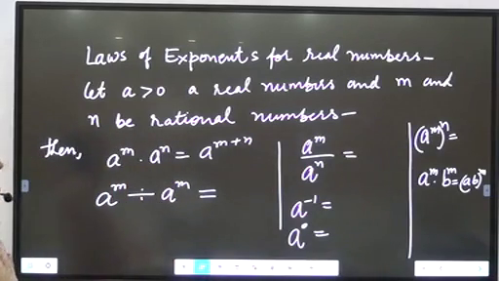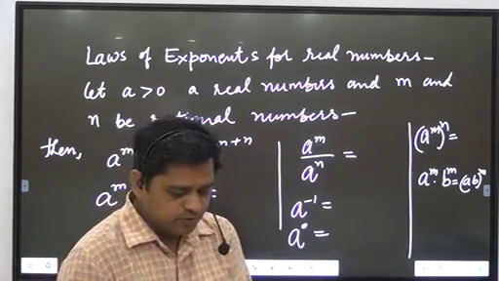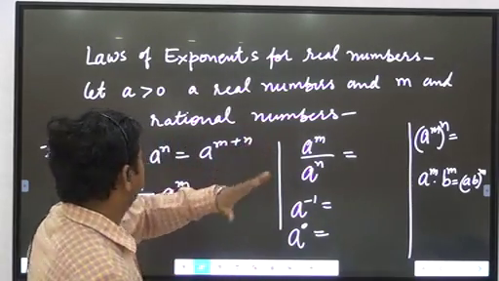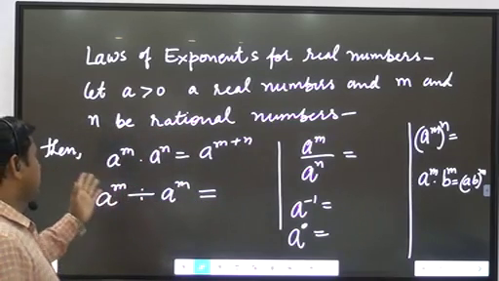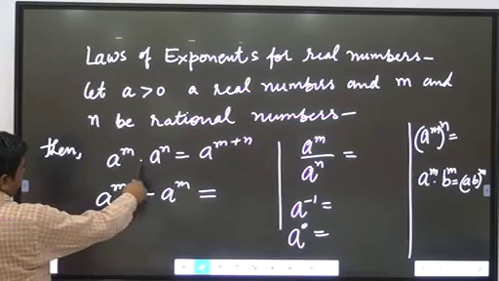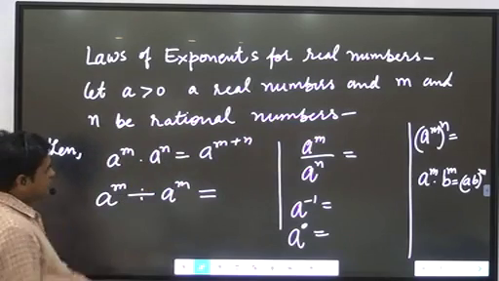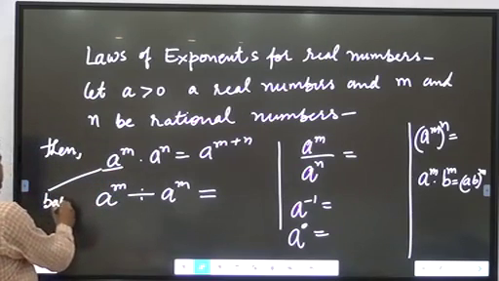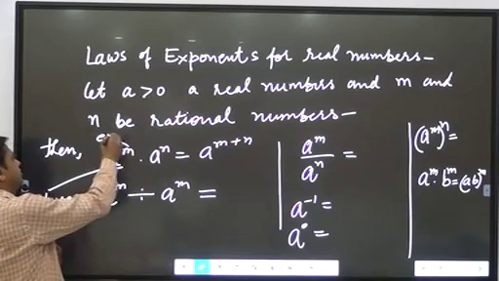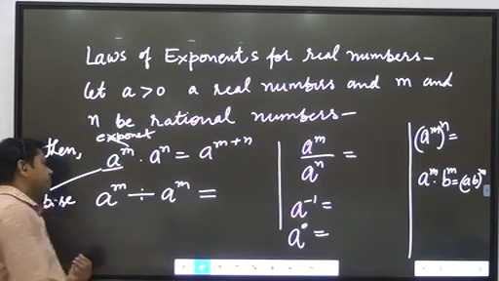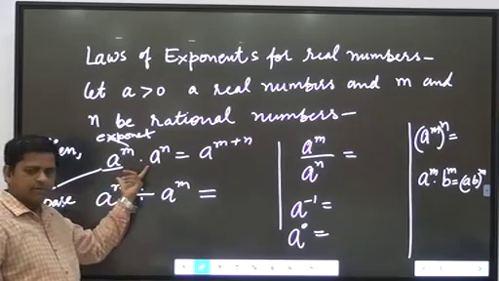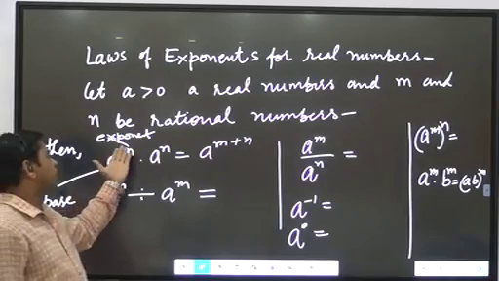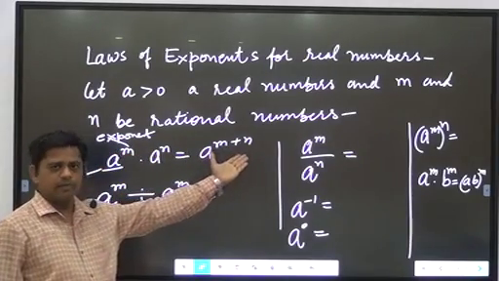Now the laws of exponents, which I am going to explain. Let a be greater than 0 in the real numbers, and m and n rational numbers. In a to the power m into a to the power n, a is called the base and m, n are called exponents. When you multiply such numbers with the same base and different exponents, the powers or exponents are added: a to the power m plus n.